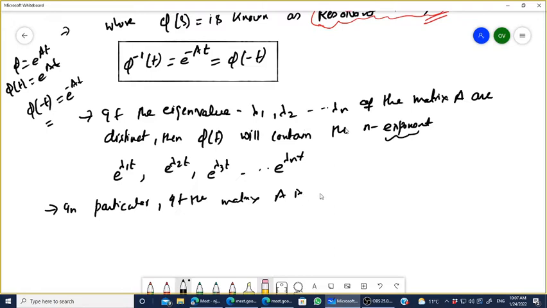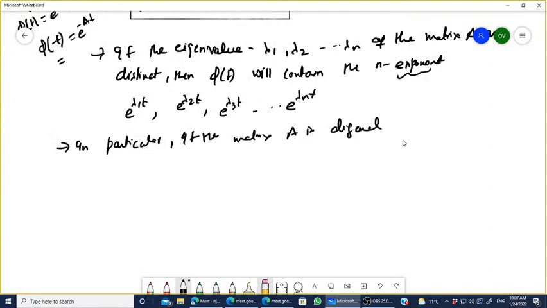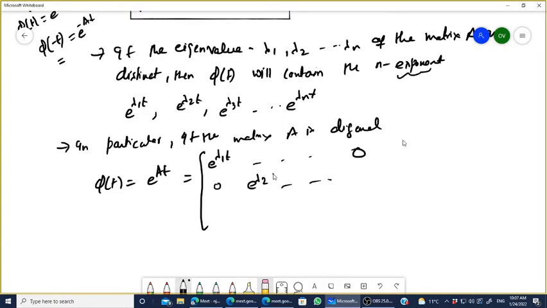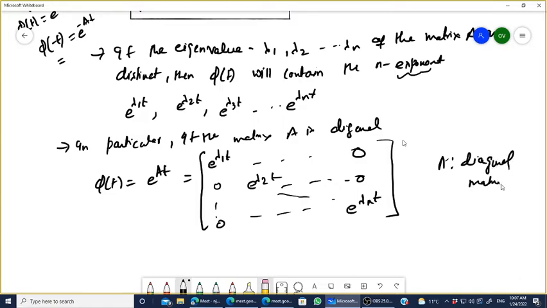matrix A is a diagonal matrix, and you know that in a diagonal matrix, the diagonal elements will provide the eigenvalues. Yes or no? Then phi t becomes e to the power At, and that is your e to the power lambda 1 t, e to the power lambda 2 t, and so on, e to the power lambda n t, right? Where A is the diagonal matrix.